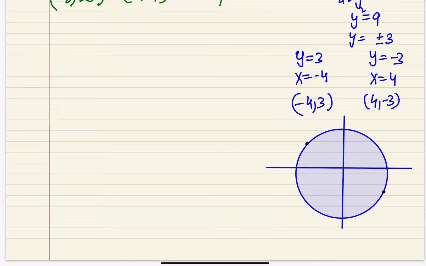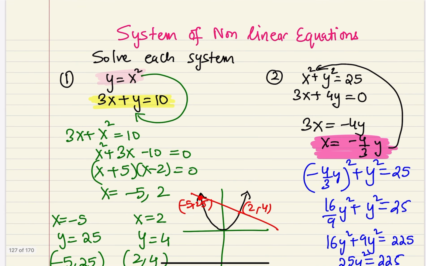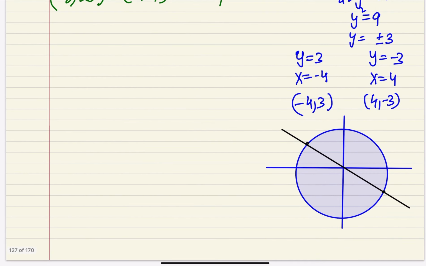So something, again, not drawn to scale, and this is how my graph is going to look. This line is not passing through... It's going to be 4y equals negative 3, y equals negative 3/4 x. So it is going to pass through the origin, and that's how the graph is going to look.